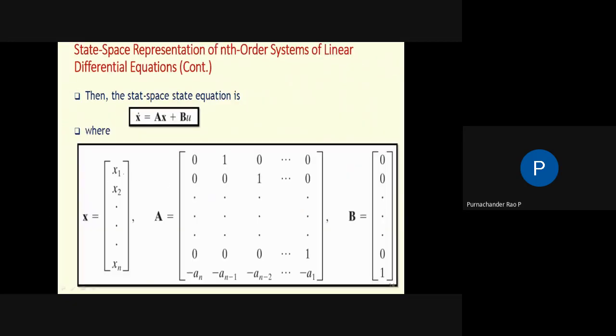So here x1 will be equal to 0, 1, 0. So the state matrix A can be represented as 0, 1, 0, and so on, 0, 0, 1. Like that, this is matrix A and this is matrix B. Matrix B has all the terms 0, 0, 0, but the last term xn dash will have an input. So that's why it is written as a 1.